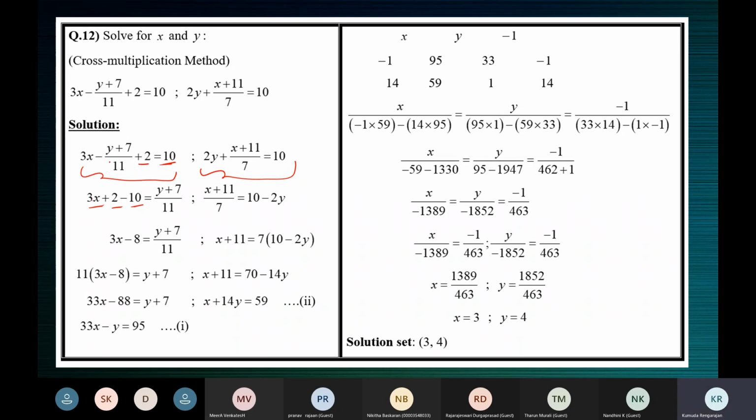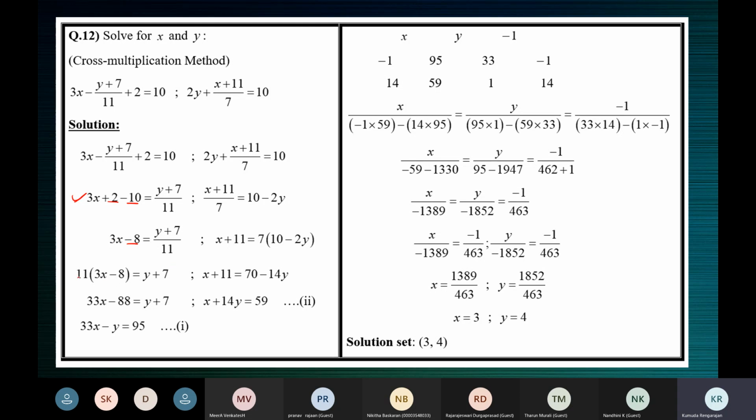Or we can straight away take the LCM here. There is nothing like you have to transpose. I have transposed. So I'm having 3x plus 2, and this 10 comes to the LHS as minus 10 on one side, and this one on the other side. So that's the first step, transposing. Then minus 10 plus 2 is minus 8. So 3x minus 8 is equal to y plus 7 by 11.